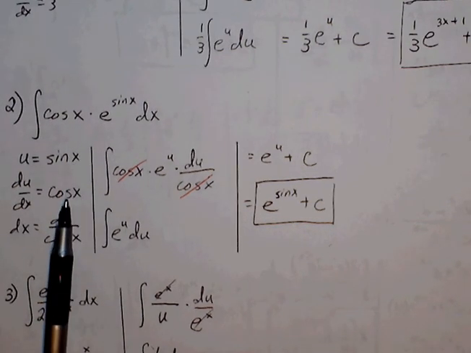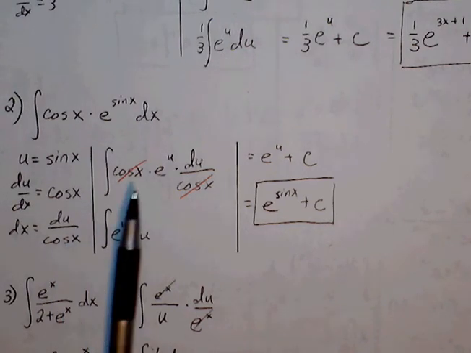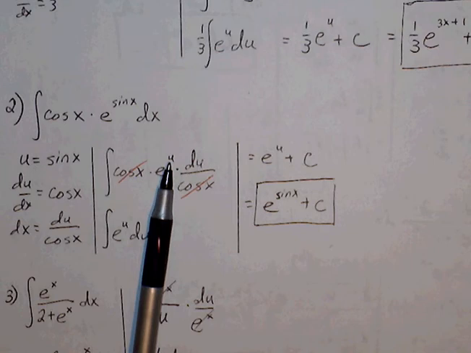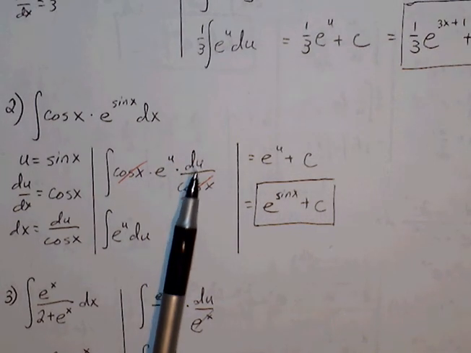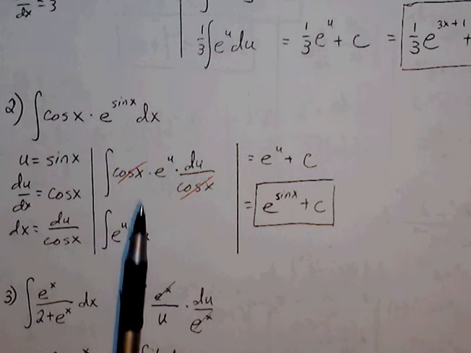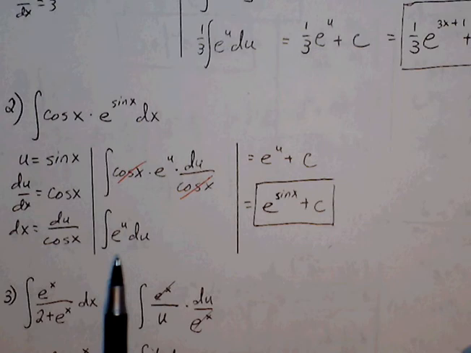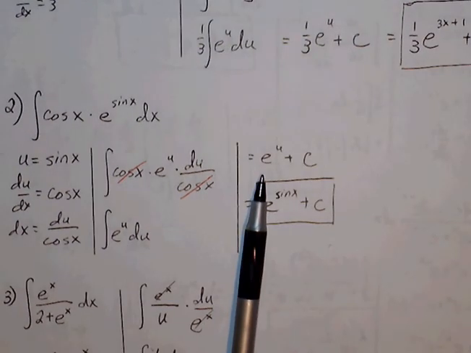Make our substitutions. The exponent gets replaced with u. Dx gets replaced with du over cosine. The cosines cancel out conveniently, leaving us with the indefinite integral of e to the u du. And the integral of e to the u is simply e to the u plus c. And then replace our u back in terms of x.